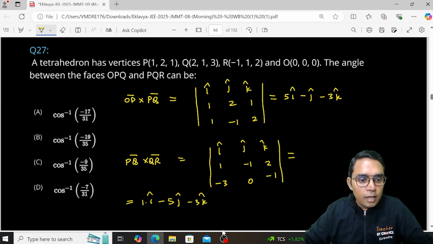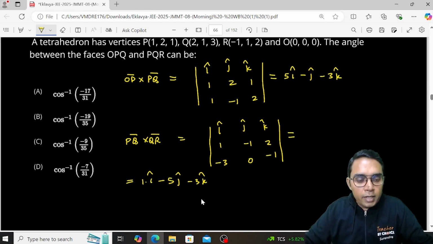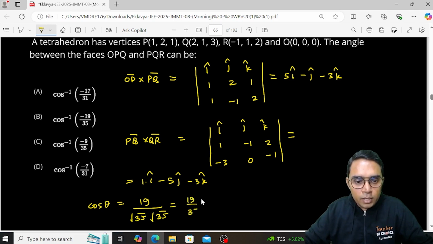Now the angle will be just the dot product of these two vectors and finding cos theta using that. So cos theta will be equal to dot of these two vectors, so that is 5 plus 5, 10, 10 plus 9, 19, upon magnitude here is root 35 and magnitude here is also root 35. So we are getting cos theta to be equal to 19 upon 35.